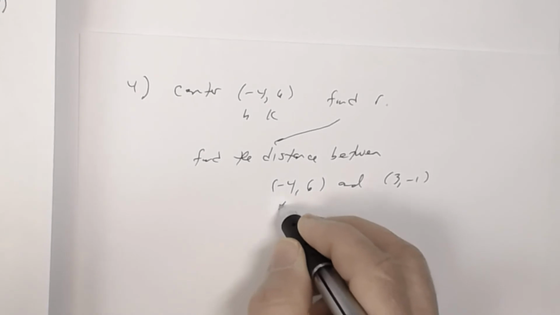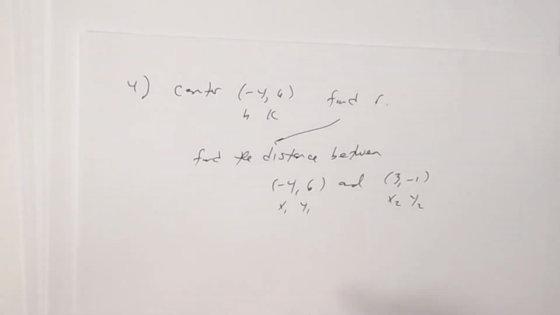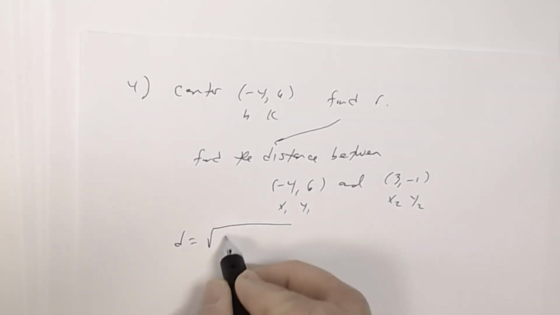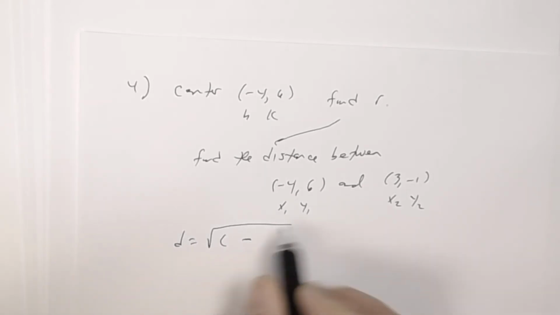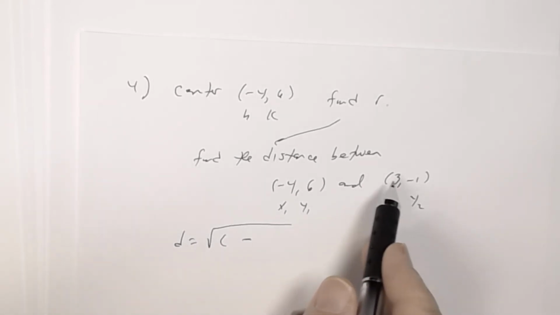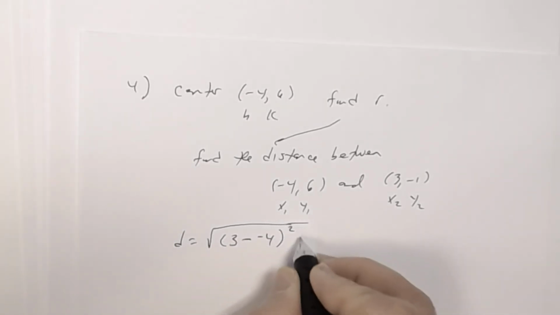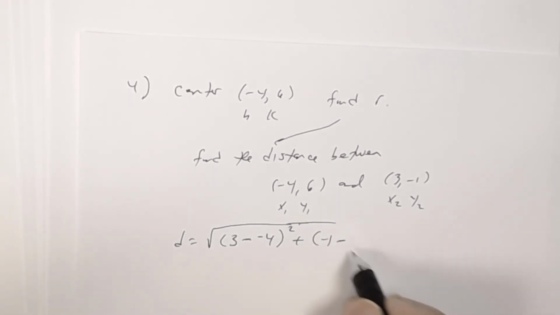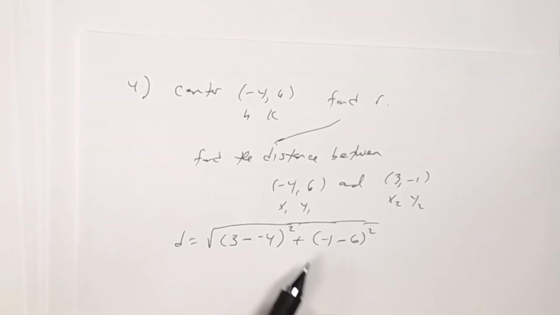So this is going to be x1, y1, x2, y2. And so I'm going to use the distance formula. So I get distance equals the square root of, remember you subtract your x coordinates, so you subtract, see how I'm writing this, subtract the x coordinates. So 3 and negative 4 squared plus, and then you do the same thing with the y coordinates. Negative 1, subtract the other y coordinate, right? Okay, don't forget you're squaring each one of those.